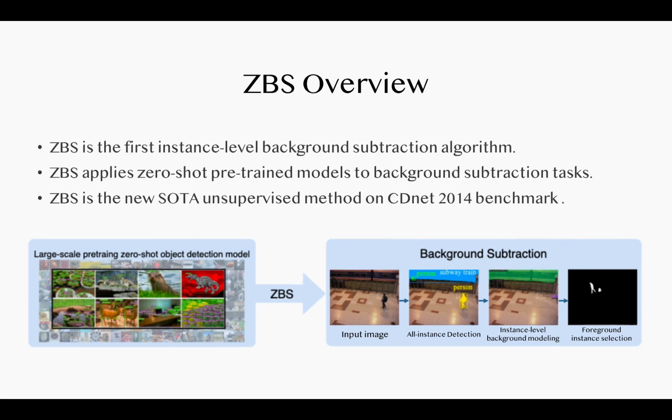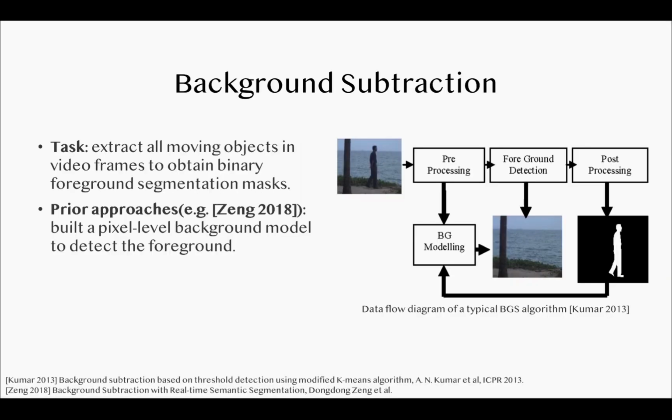It utilizes trajectory tracking and motion detection to build an instance-level background model and selects the foreground based on a consistently updated background model. ZBS achieves state-of-the-art results on the change detection benchmark dataset CDnet 2014, demonstrating excellent performance in foreground detail and robustness in complex scenes. Let's get into specifics, beginning with a brief background.